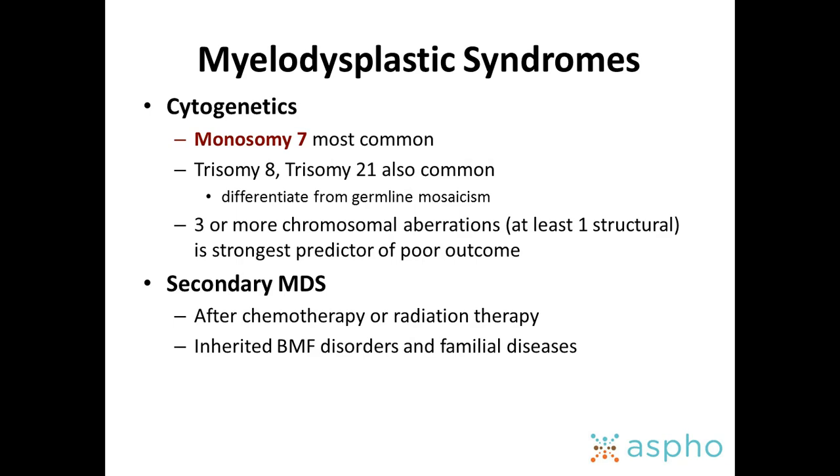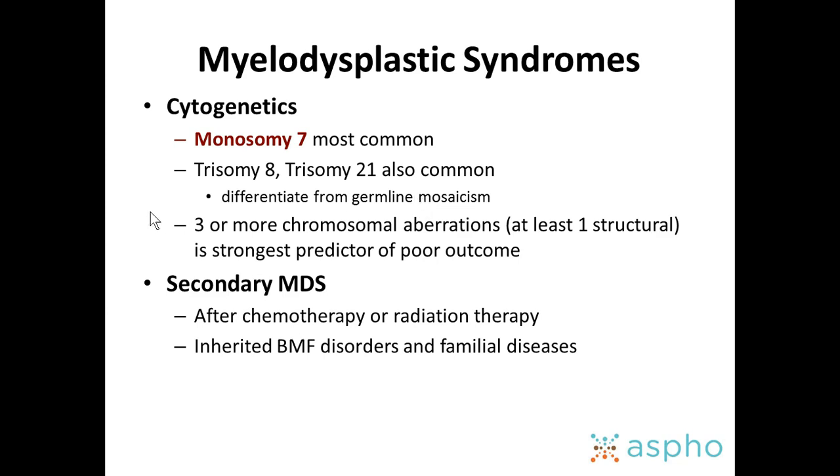So monosomy 7, think MDS. For cytogenetics, when you have monosomy 7, it's really a sign that you might be in trouble with myelodysplastic syndrome that's going to be clinically problematic. And then when you start getting questions about trisomy 8 and trisomy 21, that could be a trick question because you want to make sure you don't have germline mosaicism.